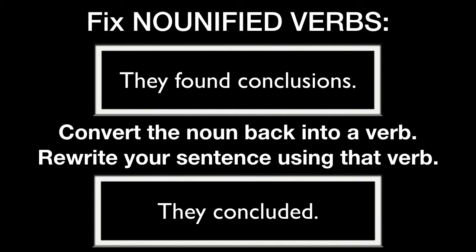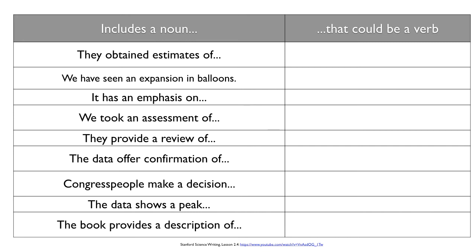The solution is pretty easy once you've identified which word it is that's nounified. You take that noun and you convert it back into a verb. So conclusion is to conclude. And then we rewrite our sentence using that verb. They concluded. Pause the video and work through these examples.